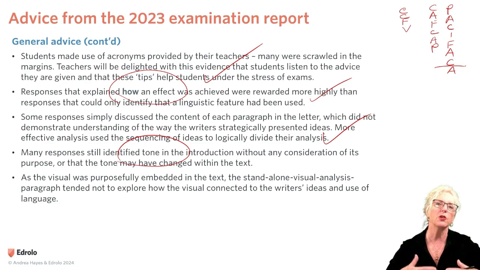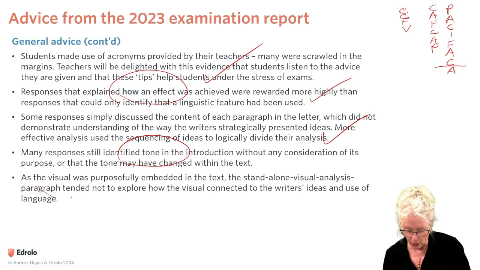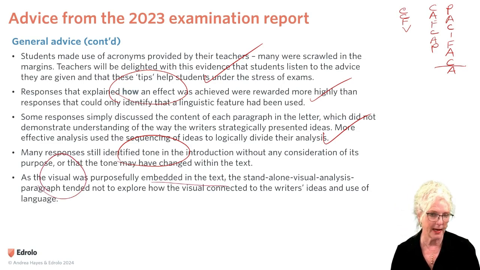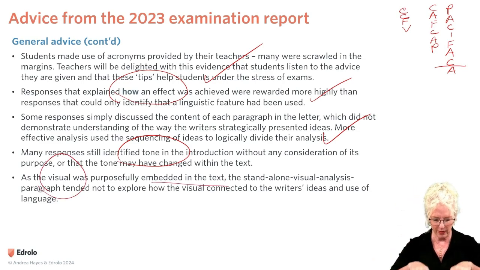So maybe you drop tone altogether, put it in another paragraph where you're going to give it a little bit more explanation, or do so concisely in your introduction. You also don't need to discuss or analyse tone in every single paragraph. As the visual was purposely embedded in the text, right? So it's within that written text.